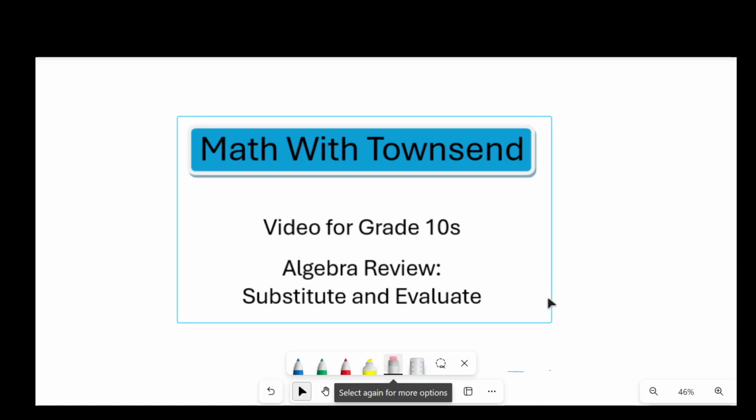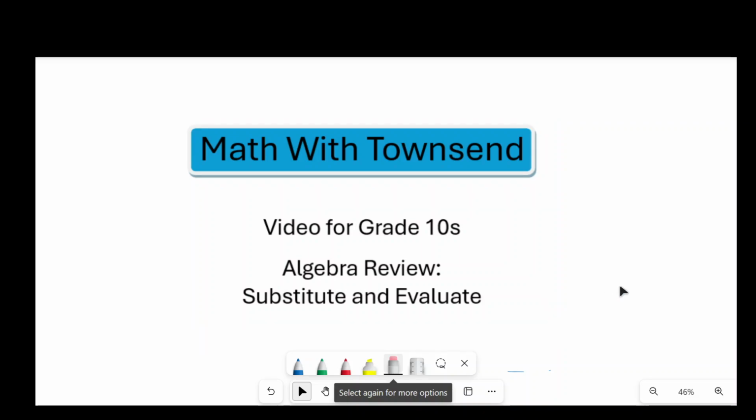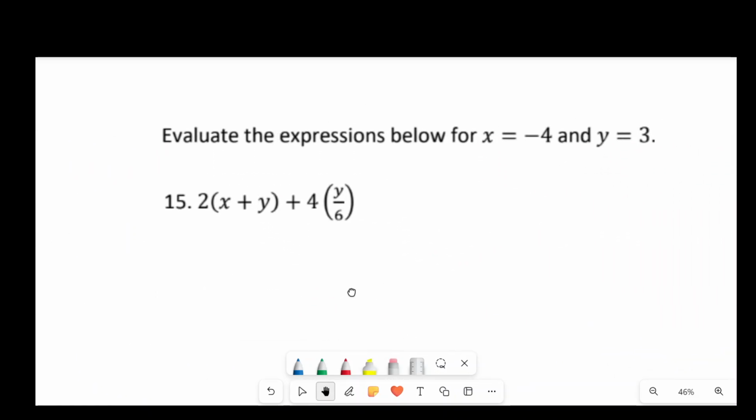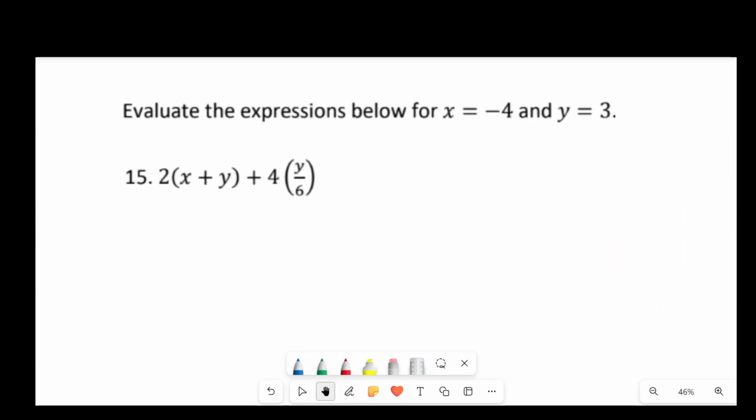This is a video for my grade 10 students where I take up some of the questions from our algebra review on substitute and evaluate. So I'm going to take up first question 15 from our handout. It says evaluate the expression below where x equals -4 and y equals 3.